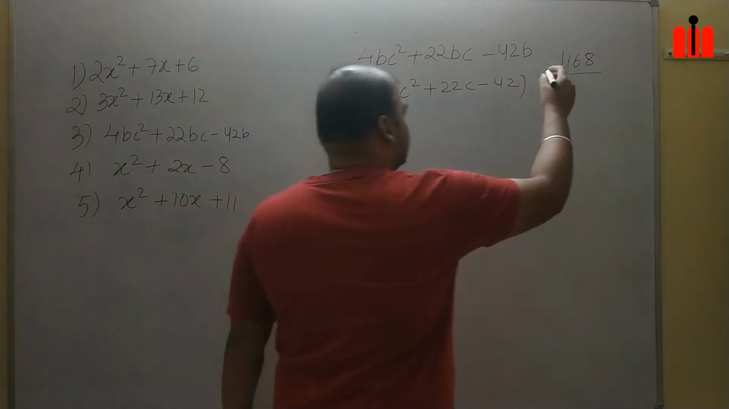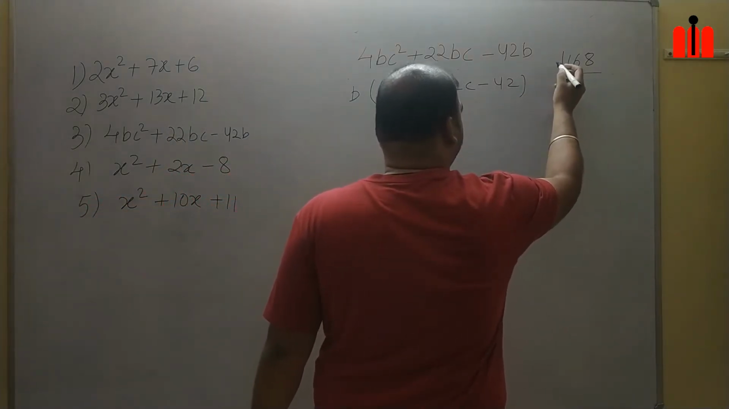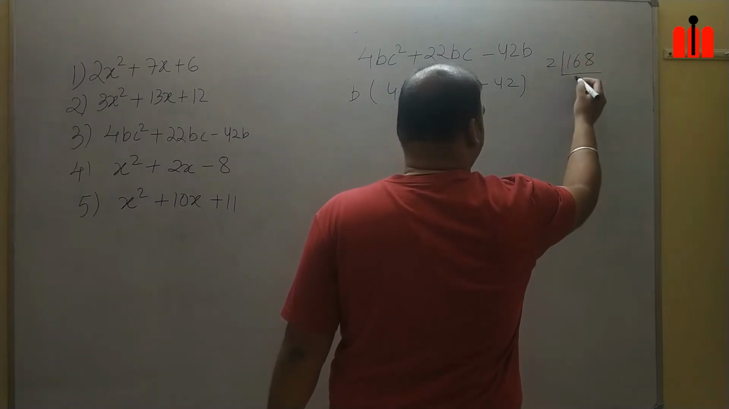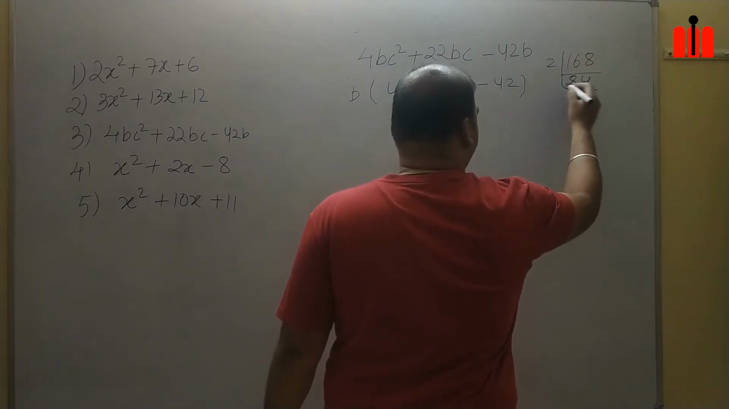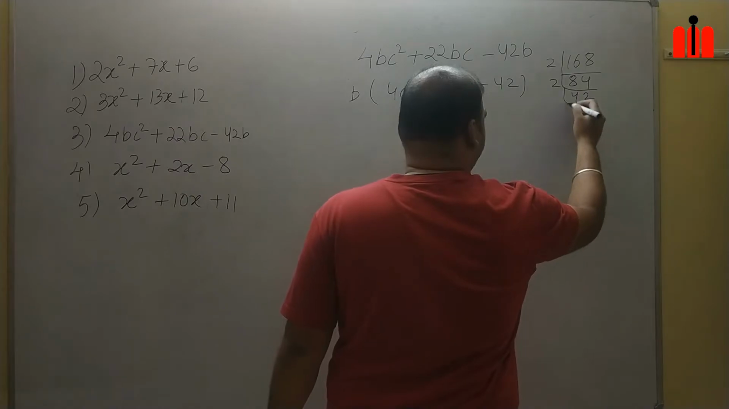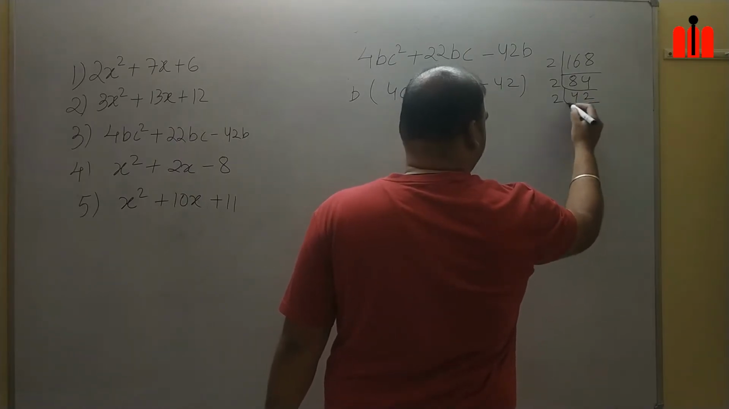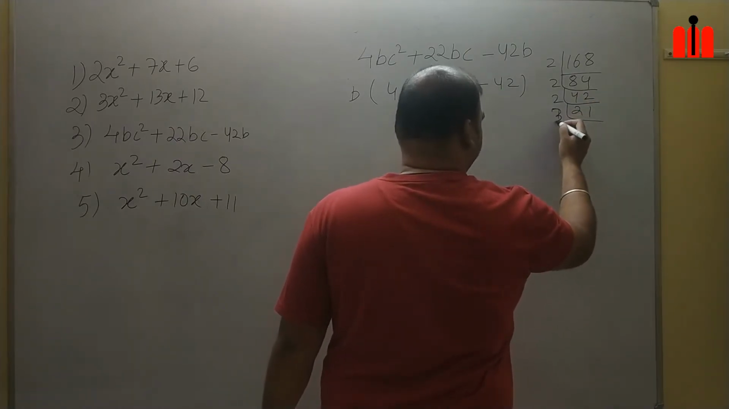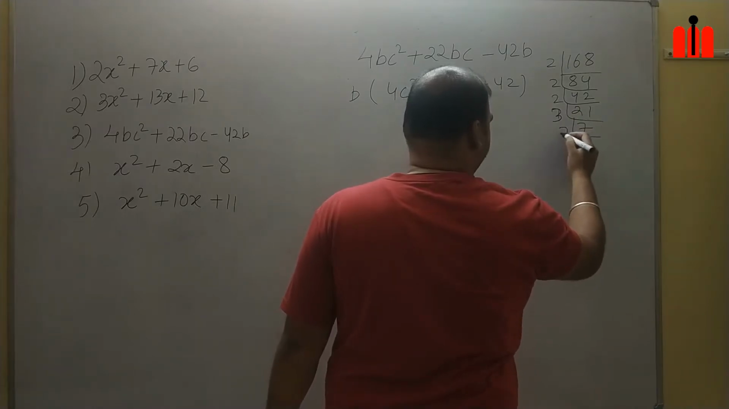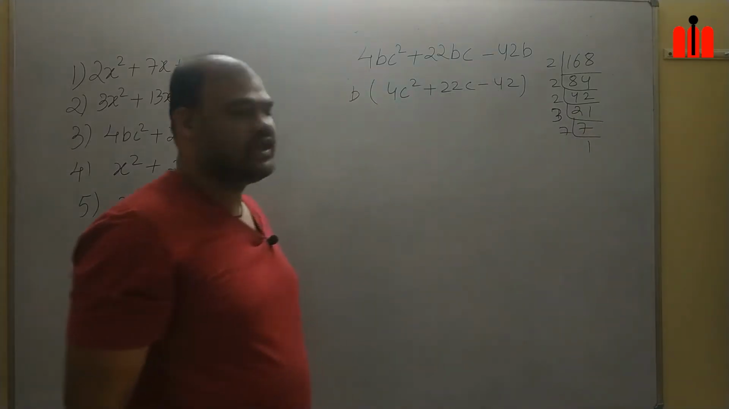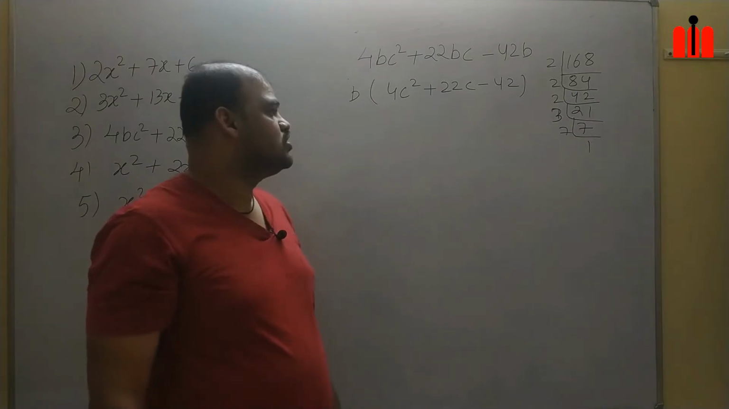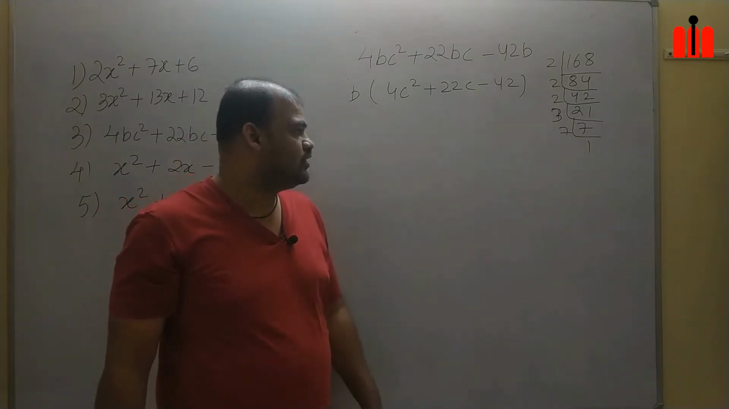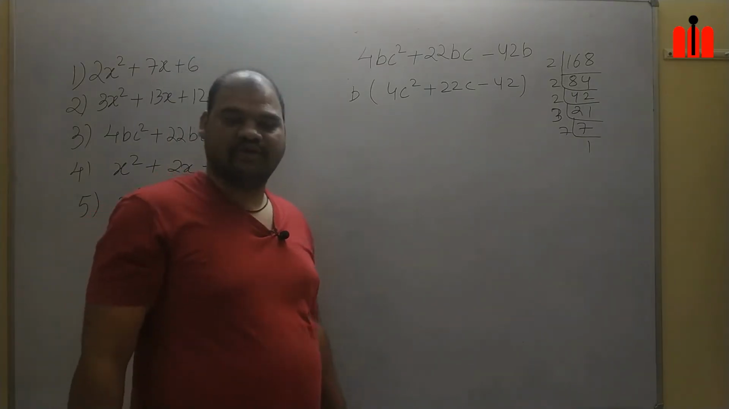Okay. Now let's do the factorization of this. 2, 84; 2, 42; 2, 21; 3, 7; 7, 1. So this will be 2 into 2 into 2 into 3 into 7.